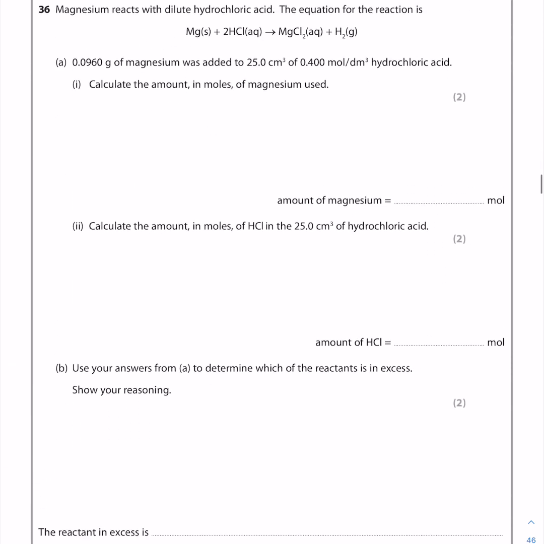Question 36. Magnesium react with dilute hydrochloric acid. The equation for this reaction is Mg plus 2HCl gives MgCl2 plus H2. Question A. 0.0960 gram of magnesium was added to 25.0 cubic centimeter of 0.400 mole per cubic decimeter hydrochloric acid. Calculate the amount in moles of magnesium used.